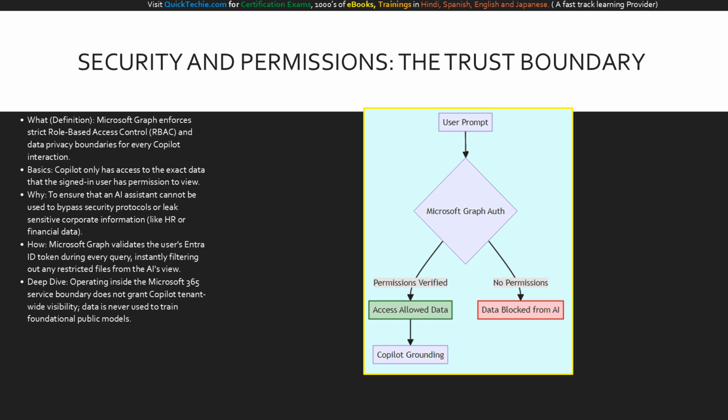However, for files where permissions are verified, the flow moves down the green path to access allowed data. Only this approved, secure subset of information is sent forward for Copilot grounding. This visual proves to your stakeholders that deploying Microsoft 365 Copilot actively honors and enforces the exact data governance policies you have already established in your enterprise.